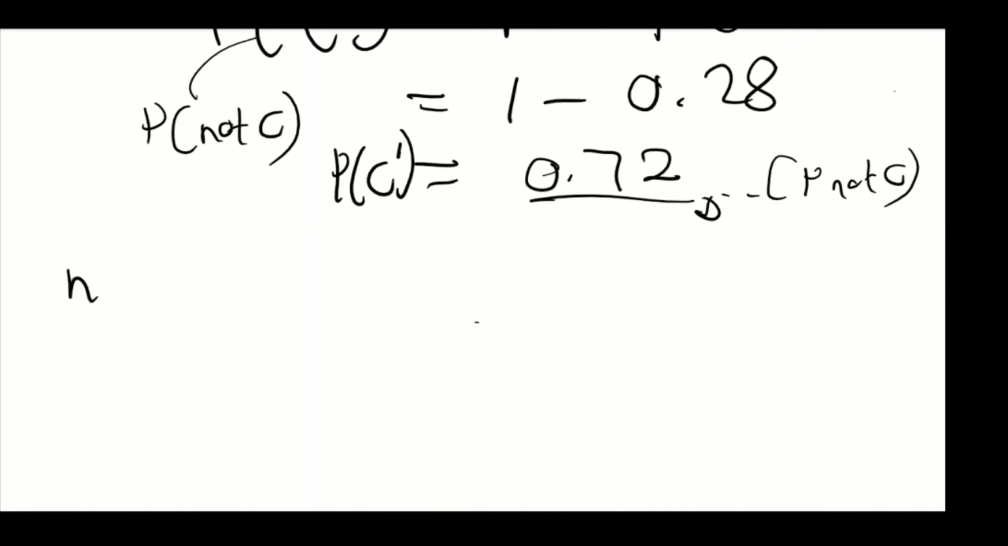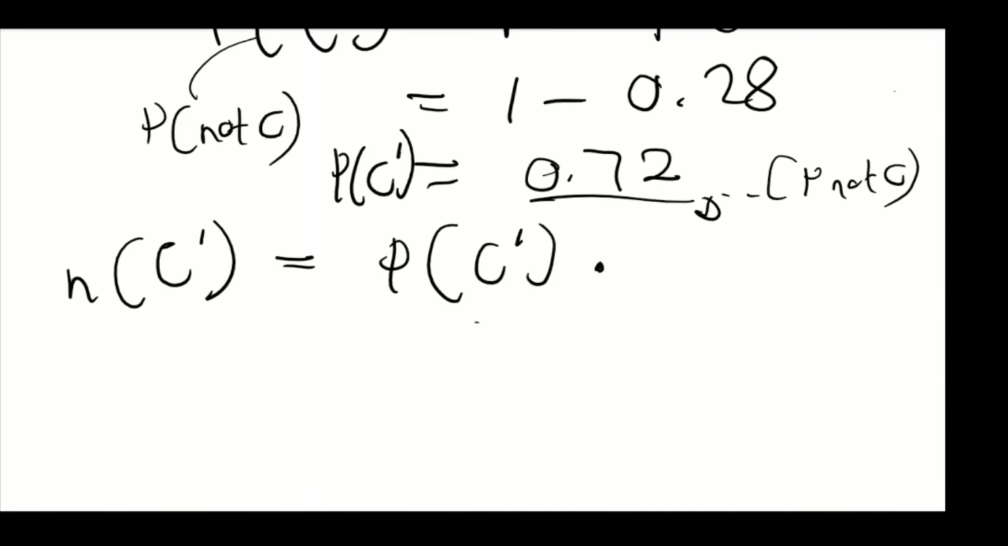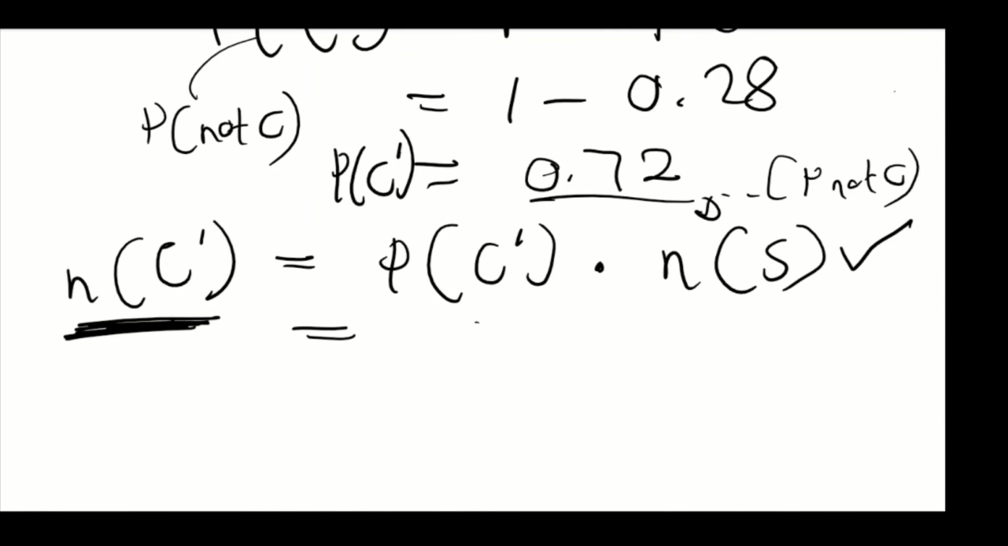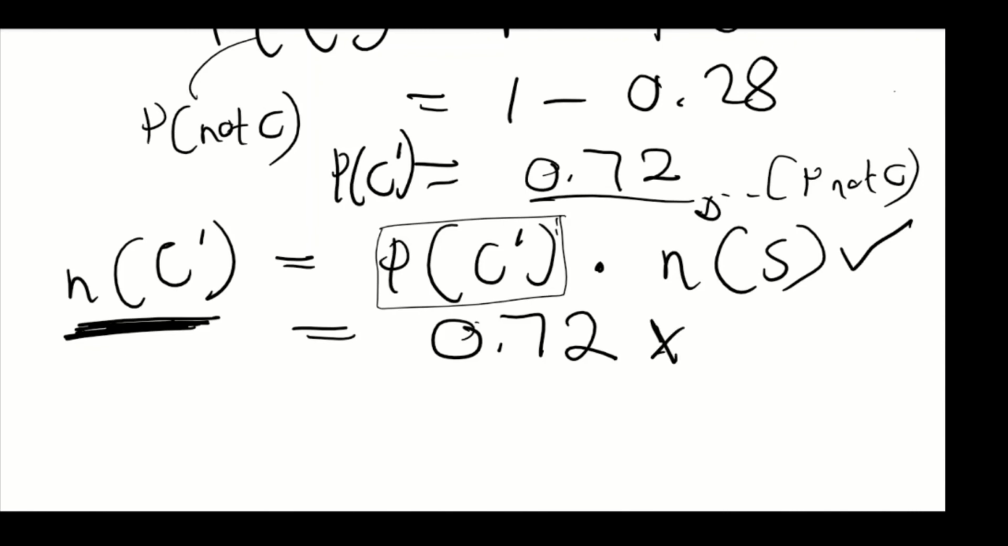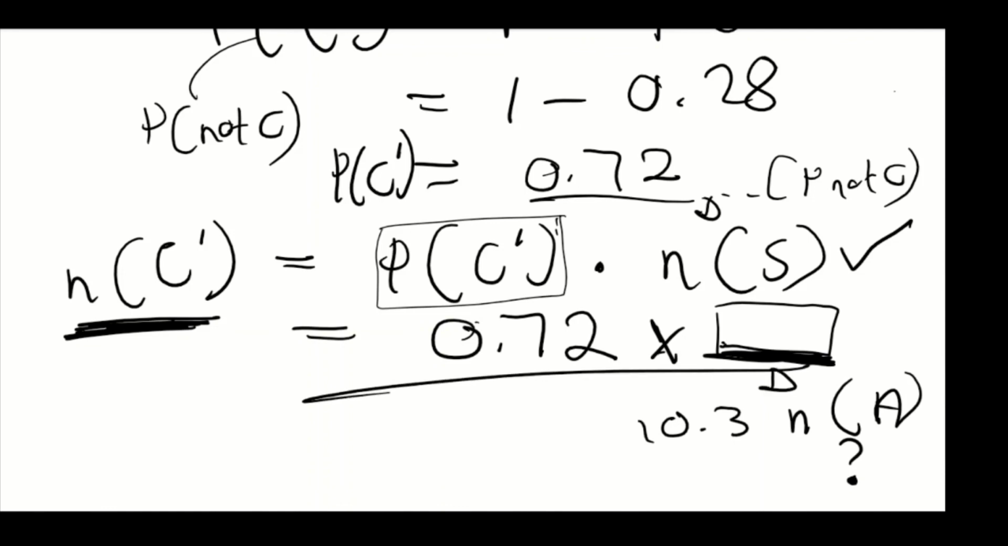So for us to find N of C not, it's going to be equal to P of C not multiplied by N of S. To find the number of C not, we need to also have the sample space. Already we have 0.72 for P not C. We need the number of the sample space to complete this problem, but in 10.3 the N of A was not given, hence we cannot identify the sample space here. So you can leave the question here, unless there's something missing in that question which was rectified during the exam. But this is how you go about solving this problem.